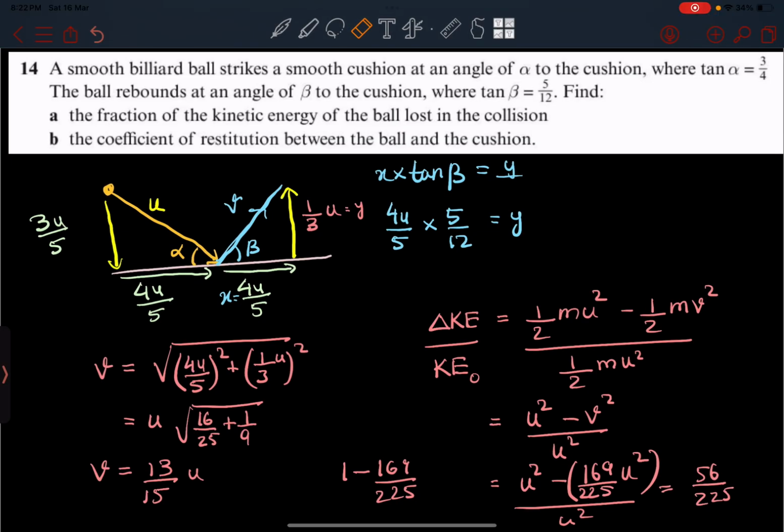I'm so sorry, I kind of left out part B from the earlier video. I just realized it towards the end. Part B is pretty easy. If you think about it, all we have to do is find the coefficient of restitution.